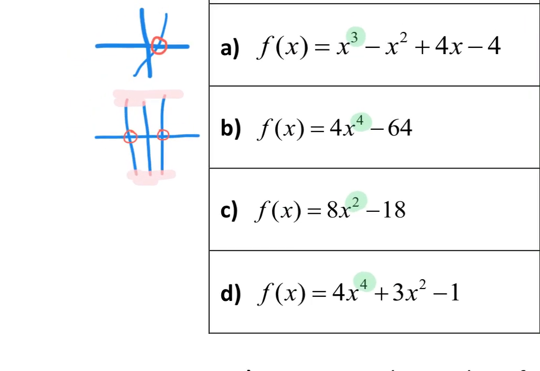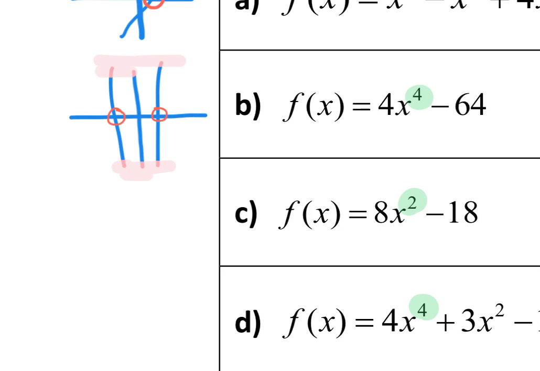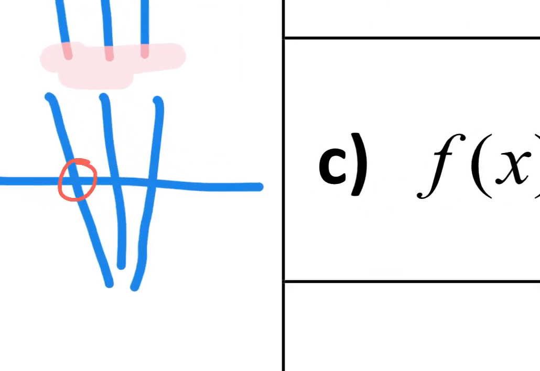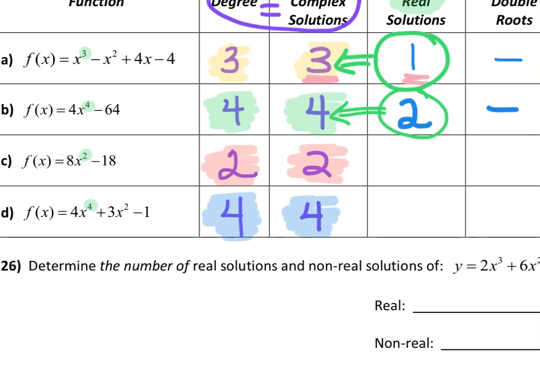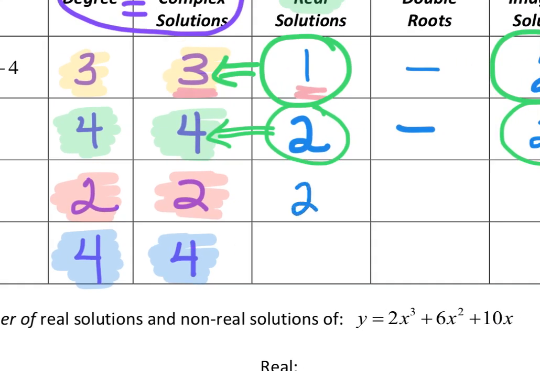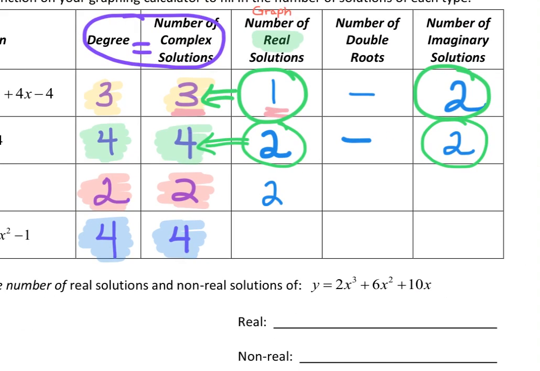Now, your graph for C is actually going to look kind of similar to your graph for B. So when I graph C, I get something that looks a little bit like this, and we're looking at those x-intercepts. There are two of them. But this time, because it is only a second degree polynomial, both of those real solutions are all of the solutions. Neither one of them is a bounce. 2 adds up to 2, and so there's no imaginary solutions.